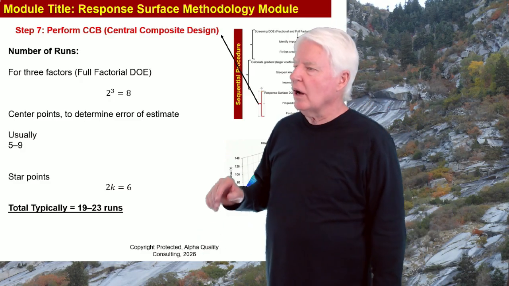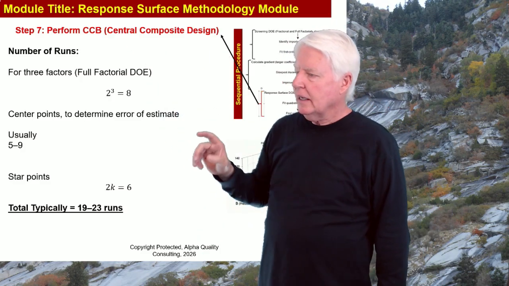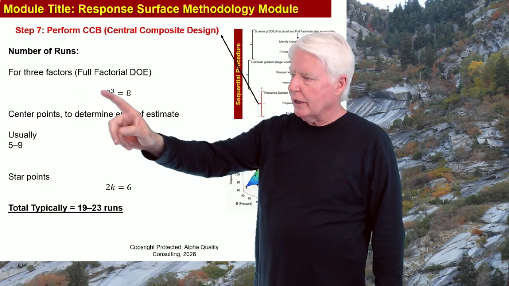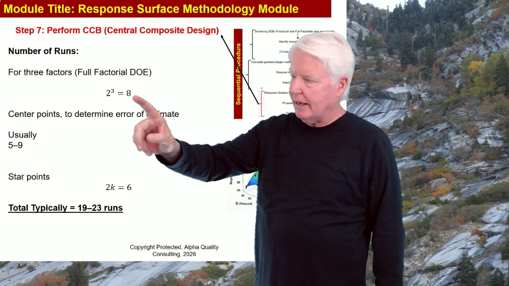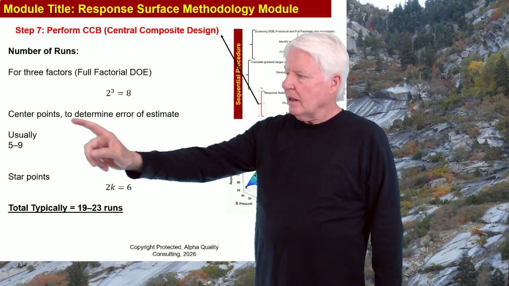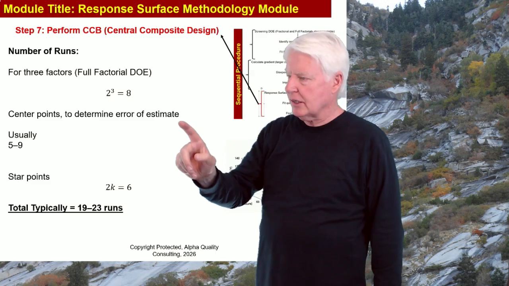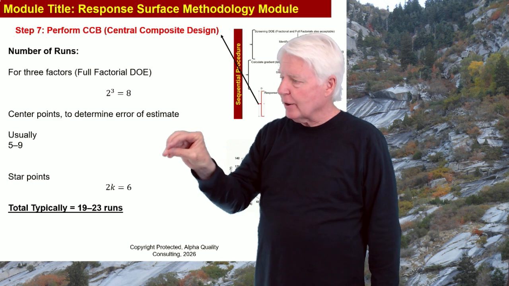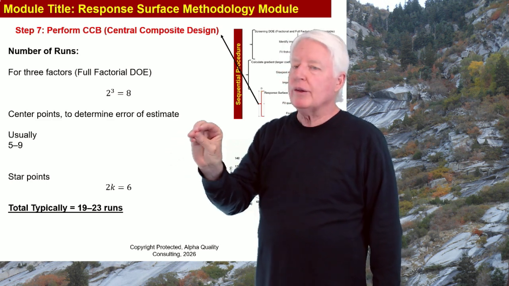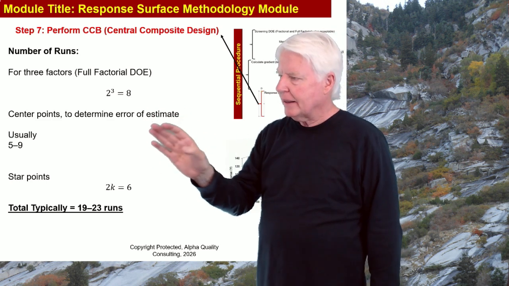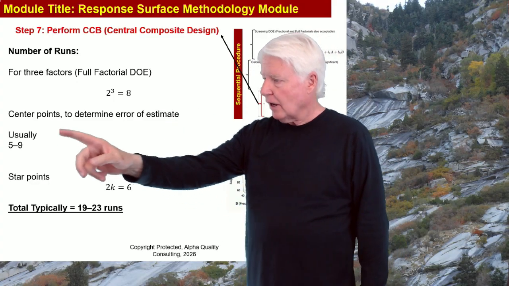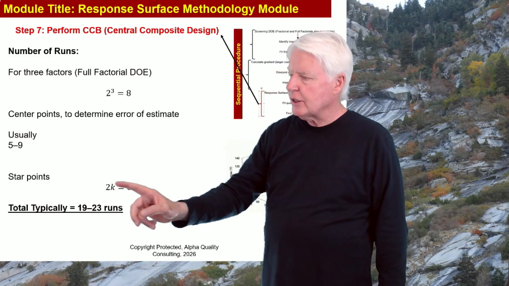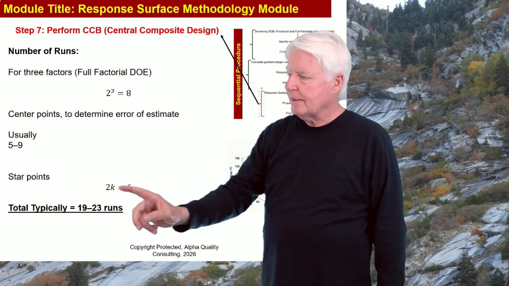Okay, let's look at the number of runs to run a central composite design. First, for 3 factors, full factorial, you have 2 to the 3rd power, which is 8 runs for that DOE. Then you have center points to determine the error estimate. Remember, we're going to run the center point many times because we want to take the average, which will be closer to the true value, and we'll know the standard error, if you will, but they just call it pure error in this study. So you do quite a few reruns on that one. And the star points, you have 2 times k, and if we have 3, 2 times 3 is 6.